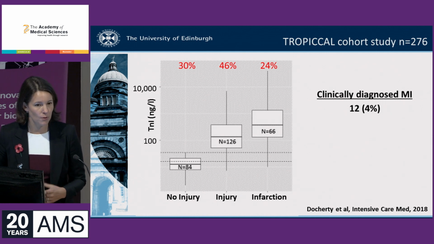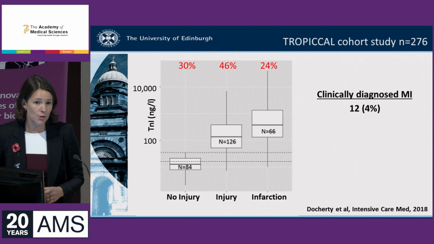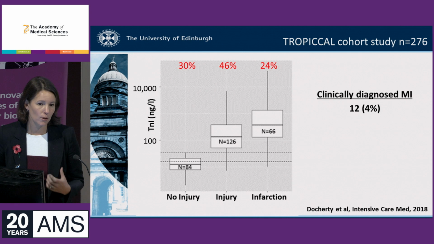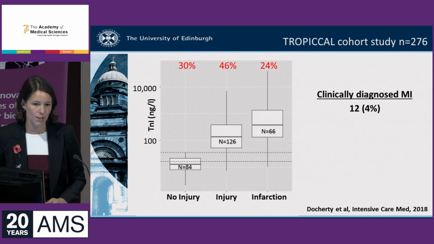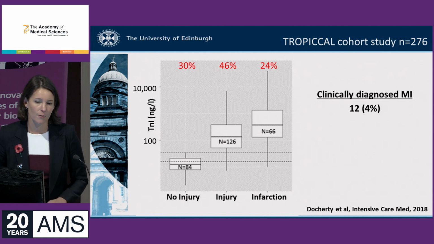Infarction requires a rise and/or fall of troponin above the sex-specific upper reference limit, along with dynamic ECG changes consistent with ischemia. Injury is a rise and/or fall of troponin without those ECG changes, and may be acute with the rise and fall, or may be chronic with just a level above the sex-specific upper reference limit. And no injury is patients without a troponin rise.